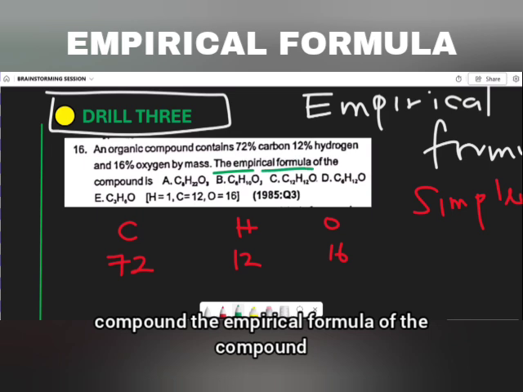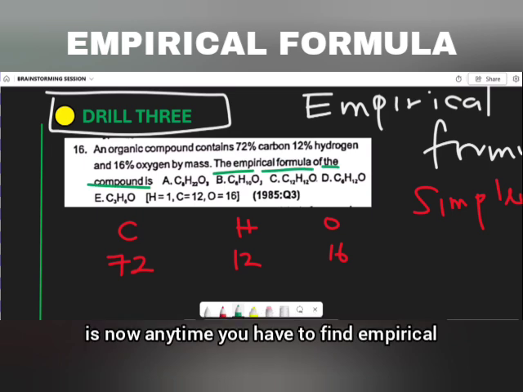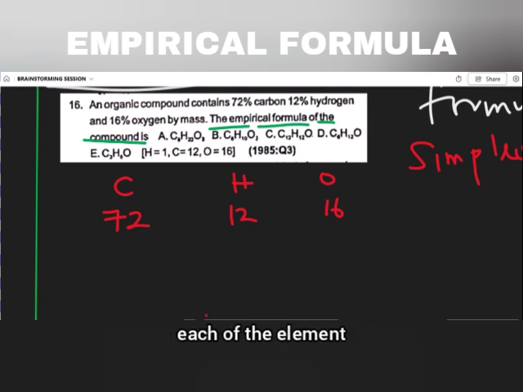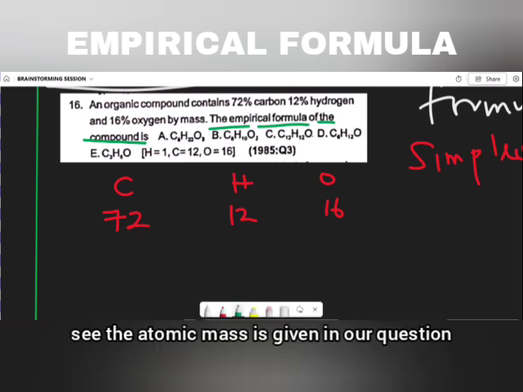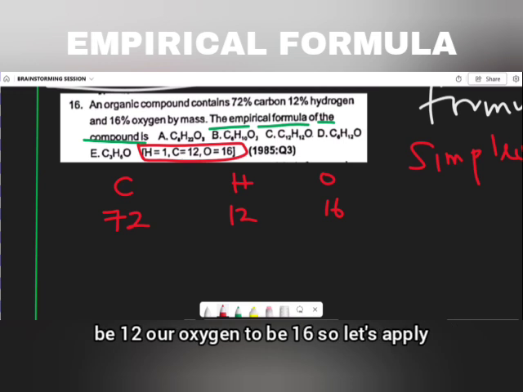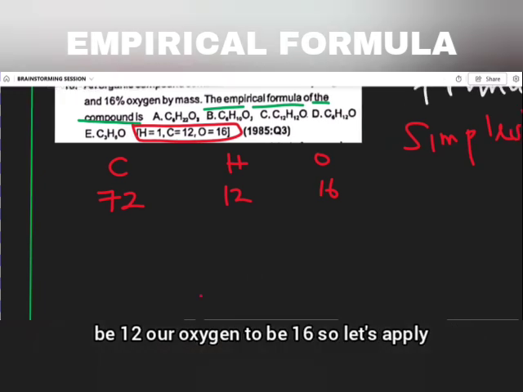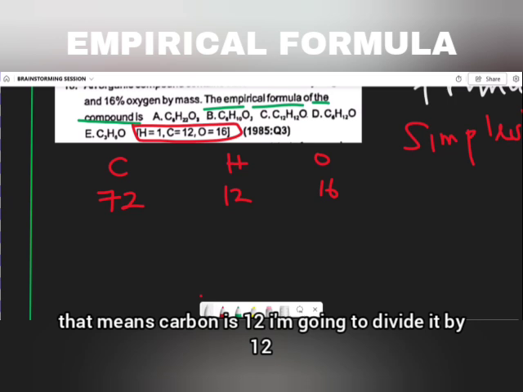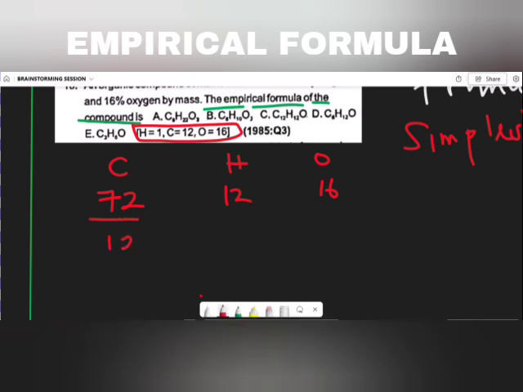Now, anytime you have to find an empirical formula, the very first thing you need to do when you have gotten the percentage is divide each of the elements or atoms by the atomic mass. As you can see, the atomic mass is given in our question. Hydrogen is 1, carbon is 12, oxygen is 16. So let's apply that. Carbon is 12, so I'm going to divide it by 12. Then hydrogen is 1, then oxygen is 16.